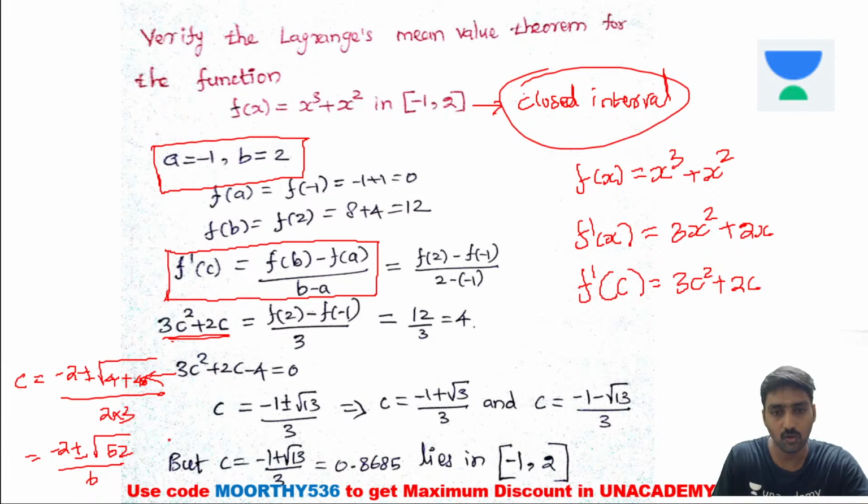Now take the 2 outside. While taking this 2 outside, 2 cancels, minus 1 plus or minus root 13 divided by 3. It's a value, root 13 divided by 3. Now there are two values for c. c is equal to minus 1 plus root 13 divided by 3, and minus 1 minus root 13 divided by 3. Sorry, it's not root 3, it's root 13.